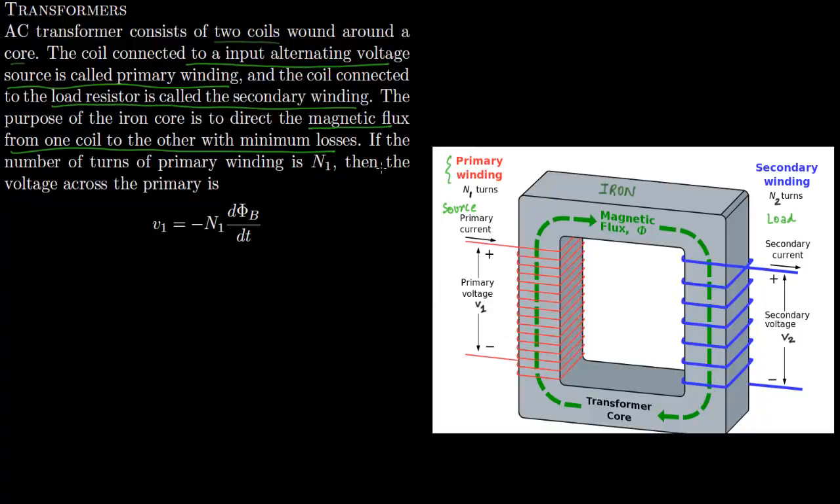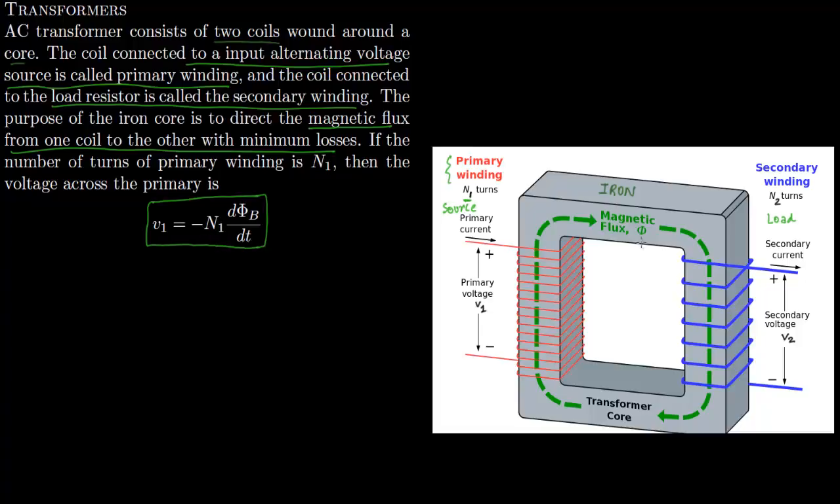If the number of turns in the primary winding is N1, then the voltage across the primary, V1, is equal to minus N1 times d phi b by dt. This is the flux going through loop by loop. So phi b is the magnetic flux through each turn. You take flux turn by turn, that is why you multiply it with minus N1.